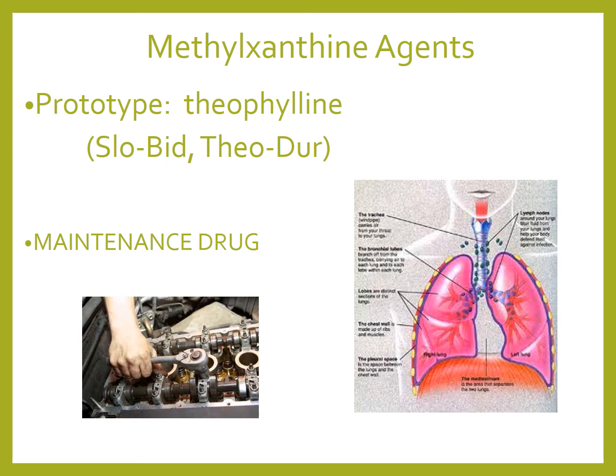However, your drug of choice is theophylline, and that's Slo-bid or Theo-Dur, and it does have a very narrow therapeutic index, which is 10 to 20 micrograms per milliliter. The problem with that is you have a high risk for toxicity if your serum levels go above 20 micrograms per milliliter. So theophylline is used to treat asthma, chronic bronchitis, emphysema, and neonatal apnea.